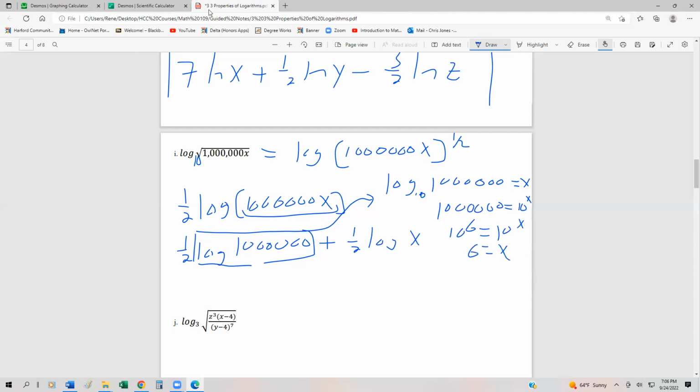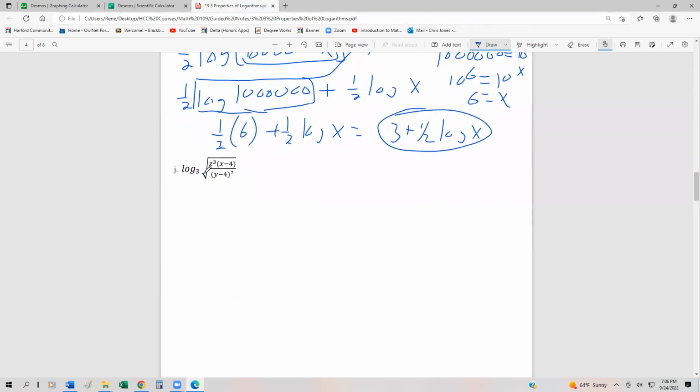And so this statement, the log of 1 million, just becomes 1/2 of 6 plus 1/2 log x. And finally, we know half of 6 is going to be 3. So we can write this as 3 plus 1/2 log of x.